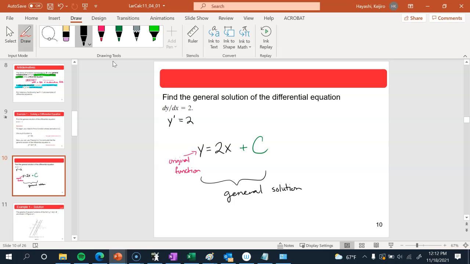Because it's not just 2x that gives you a derivative of 2. It's also 2x plus 1, 2x plus 5, 2x plus 10. Those all give you a derivative of 2. So 2x plus c is the general solution. Right? C can be anything, and you can pick any constant to be c, and the derivative of that will give you 2 as its derivative. So 2x plus c is the general solution to this differential equation.